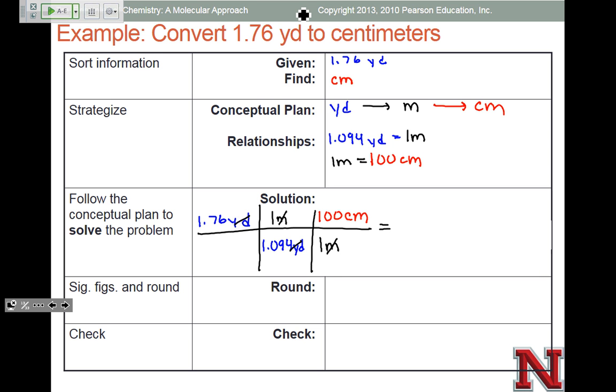Yes? I heard that instead of doing this, I convert yards to inches. You can do that. You can do yards to inches. You can use multiple relationships that are in agreement and come out with the correct answer, as long as you have a way to get from inches to centimeters. If you have a relationship between yards to inches and then a relationship between inches to centimeters, that's perfectly okay. I'm showing one route, that doesn't mean that's the only route.